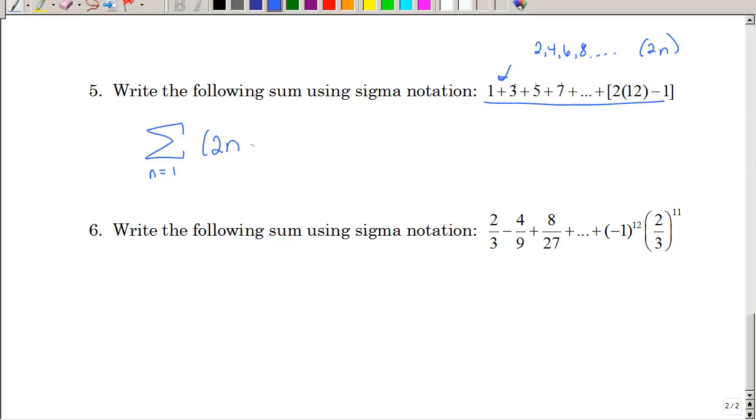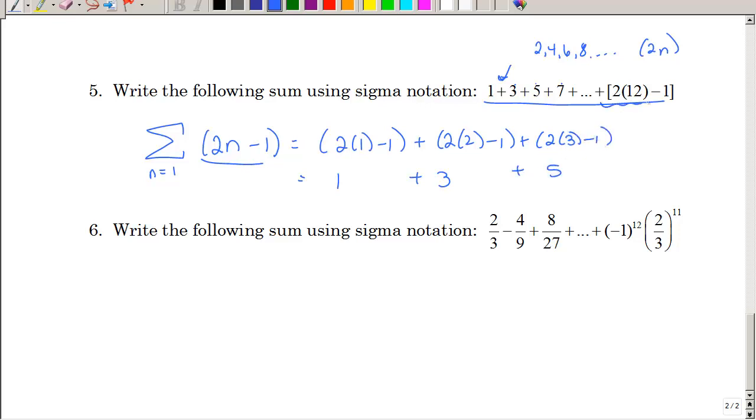wouldn't that be 1 off? So what if I subtracted 1? Would that work? Let's see, if I put in 1 for n, what would I get? That would be 1, okay. And then if I put in 2 for n, that would be 4 minus 1, and that's 3. I think that's okay. So I think this is a good formula, but how far do I need to go? Let's see, 2, and then I would go to 3, and I would get 5. So how far would I go here? Well, 12. So I would stop at 12. So that's the answer. Write the following sum using sigma notation.